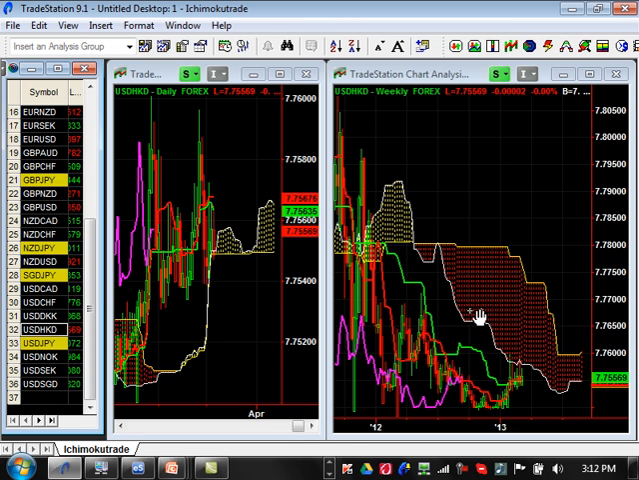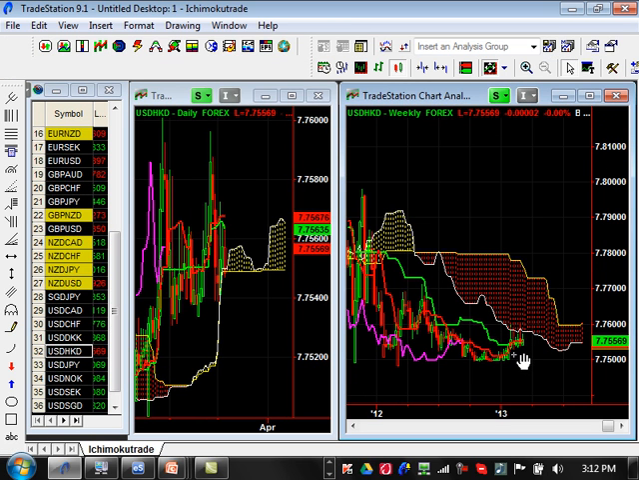US Hong Kong bounced off its support level down here at 7,500 and basically gone up, hit the bottom of the cloud, which is a resistance at 7,600, and right now it's kind of stalling between those two values of 7,600 and 7,500.